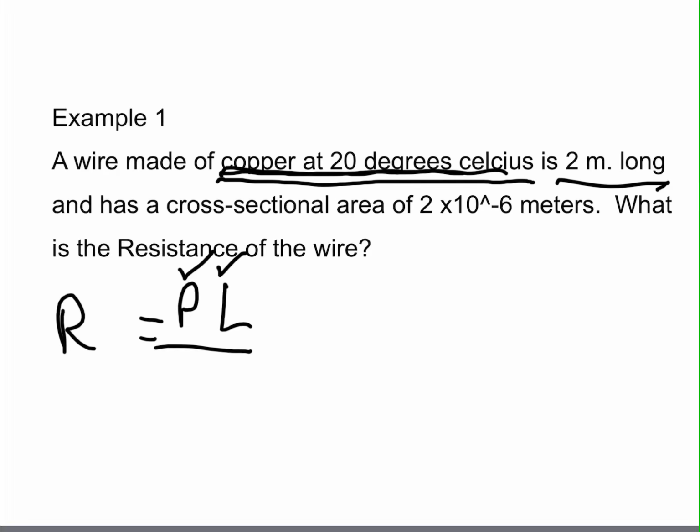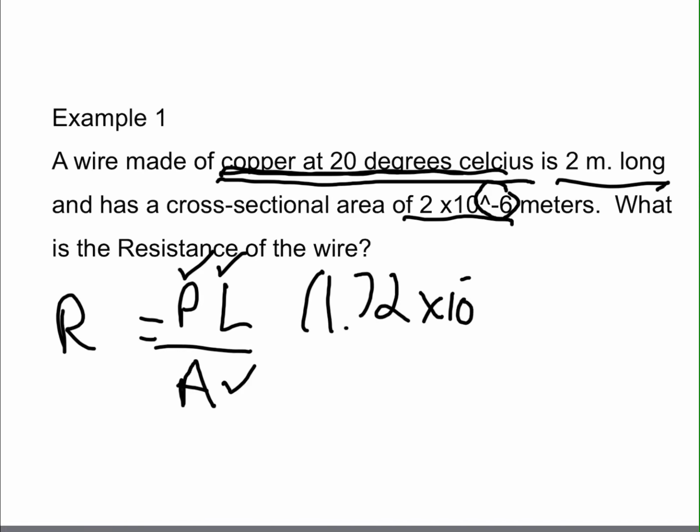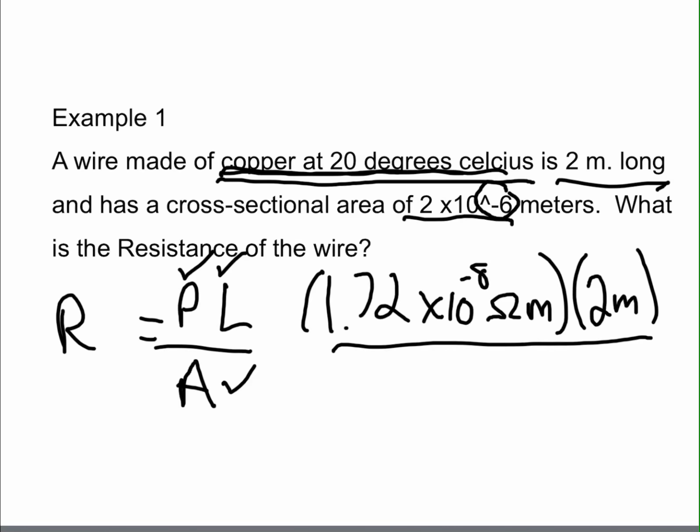And we have the cross-sectional area, which, because I just started working with this program on an iPad, I don't 100% know how to write times 10 to the negative 6 yet, so we just did it old school. But we have the cross-sectional area. Check. So we're going to plug in our numbers. We got 1.72 times 10 to the negative 8 ohm meters times 2 meters all over 2 times 10 to the negative 6 meters squared. Okay, so I'll give you a second or two to do that math.